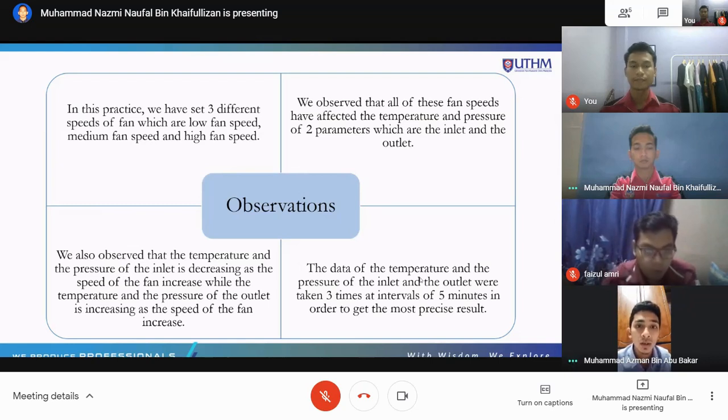Third, we also observe that the temperature and the pressure of the inlet decrease as the speed of the fan is increased, while the temperature and the pressure of the outlet increase as the fan speed is increased. And lastly, the data of the temperature and the pressure of the inlet and the outlet were taken 3 times at intervals of 5 minutes in order to get the most precise result.